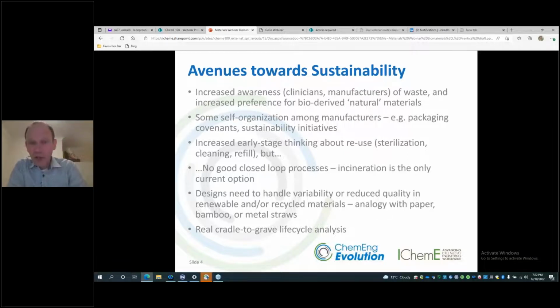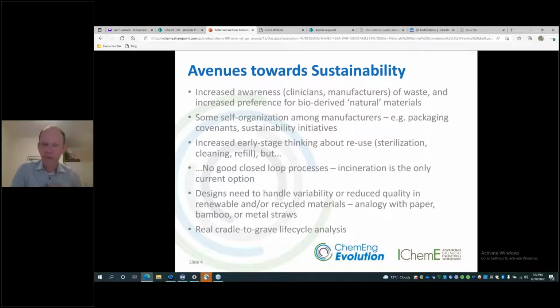But at the same time, there are no good closed loop processes at the moment. Incineration is the only real current option, particularly for sterilization and reuse. It doesn't work very well. And the design needs, the regulations getting tighter at the moment don't help. They actually make it more difficult. So I think there's a call here for medical device regulations, for the FDA and the TGA, the CE, MDR, those sorts of regulatory frameworks to be able to handle variability to it.